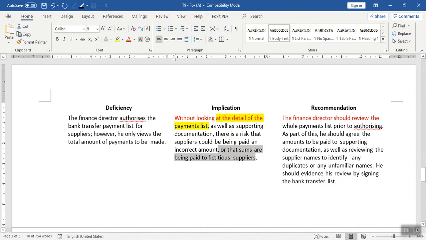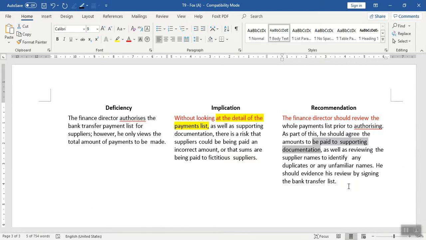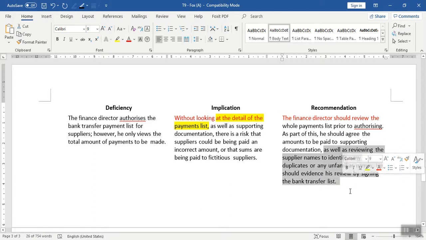Okay, so the finance director should review the whole payment list prior to authorizing. As a part of that, he should agree the amount to the supporting document. Okay, remember, look at the supporting document. Check the invoice. Okay, check the purchase invoice. Is the figure correct or not? As well as reviewing the supplier names to identify any duplicated or unfamiliar names. So he should evidence that he has reviewed it by signing the transfer list.